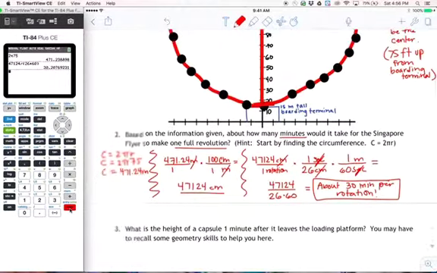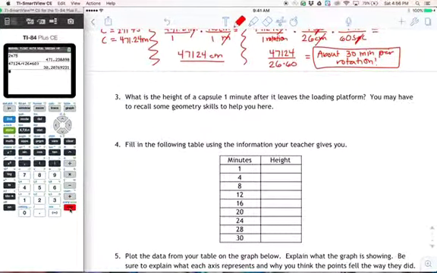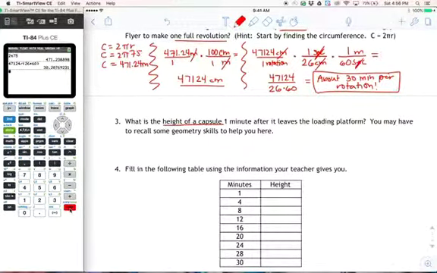Okay, flip it over. These next two questions are probably the most difficult in the entire packet, so let's make sure that we're listening, okay? All right, what is the height of a capsule 1 minute after it leaves a loading platform? And it's talking about what is the height from the ground? You may have to recall some geometry skills to help you here, and you definitely will. Taylor should be the best at this. I had Taylor for geometry.